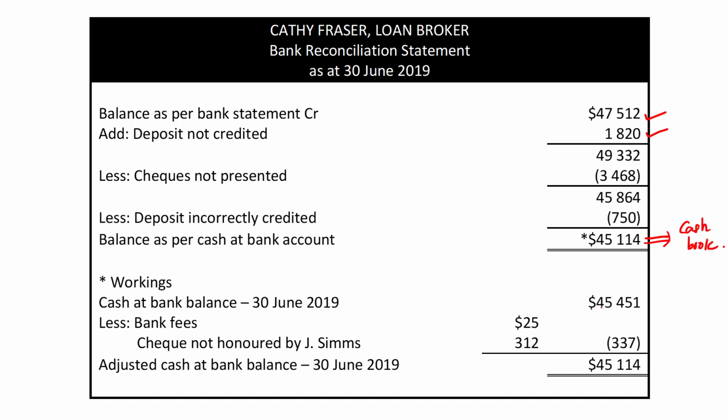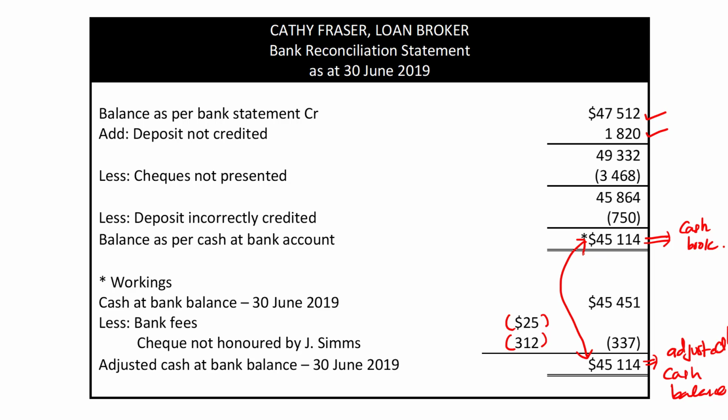Let us check our cash book. Originally we have 45,451, then we less 25, less another 312, so the total is 337. Then 45,451 minus 337 gives us our adjusted cash balance, which is equal to the bank reconciliation statement.